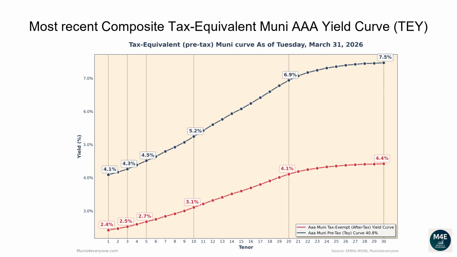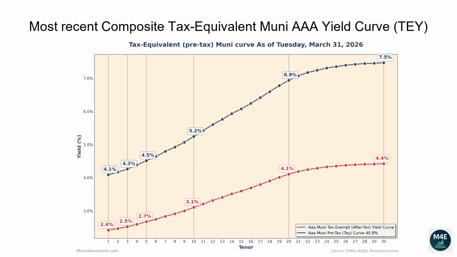Let's now go over the most recent composite tax-equivalent Muni AAA yield curve. The following graph shows, in red, the tax-exempt after-tax Muni yield curve, versus in blue its tax-equivalent pre-tax version, assuming a 40.8% top tax bracket, as of March 31, 2026. Why would you care to see the tax-equivalent version of the Muni yield curve? More on this later. Let's first go over the pre-tax, aka tax-equivalent yield curve.